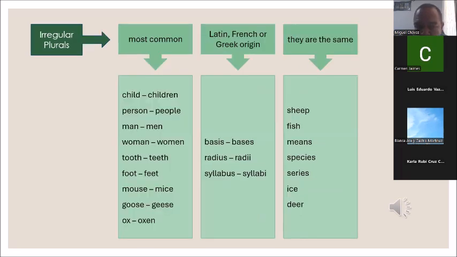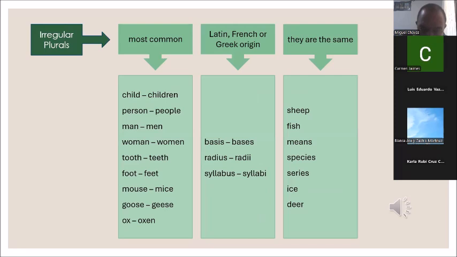But we have nouns that don't follow regular rules for forming plurals. Regular plural nouns follow the rules we explained before. These are called irregular plurals. Unfortunately, because they don't follow any pattern, they just need to be learned and memorized.